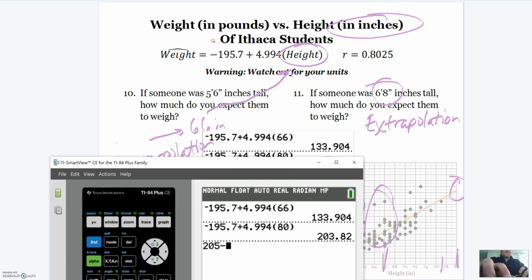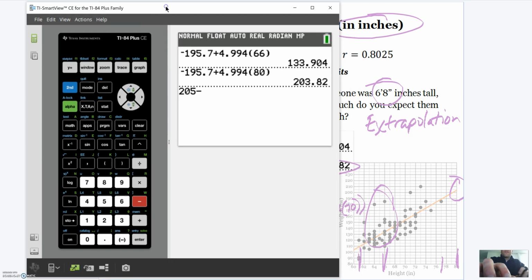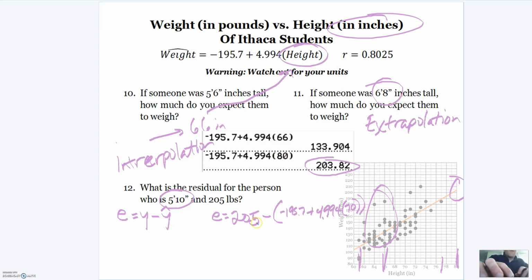Now I have to move that up here because I need some parentheses for this. So negative 195. To avoid using too many sets of parentheses, notice I'm just using the multiplication symbol here. So that means 51.12. So our residual is 51.12, which means this person is 51.12 pounds more than this model predicts.